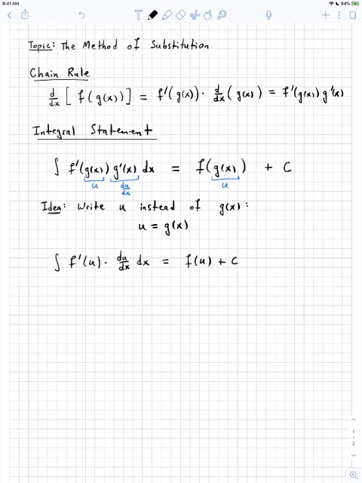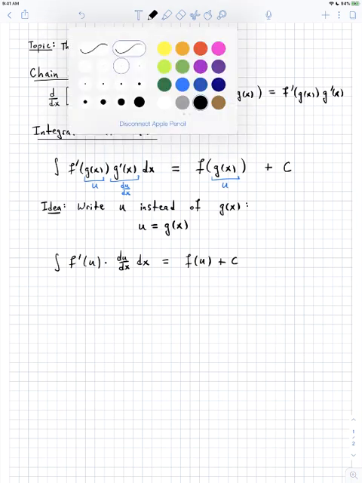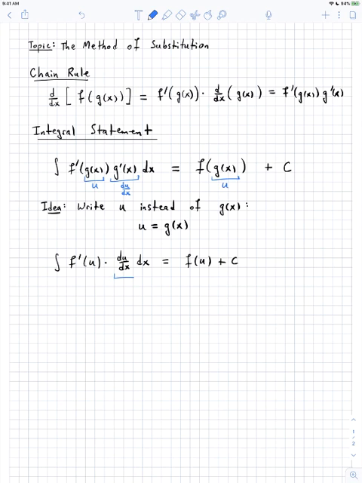Instead of writing du/dx dx over here, we can replace that with du. Now, it might look a little bit like we're canceling out the dx's, but that's not actually what's happening. du is what we call a differential, and the fact that du is equal to du/dx dx is another way of phrasing the chain rule, but in terms of differentials.